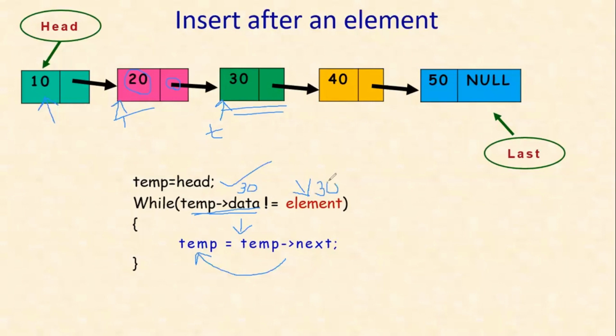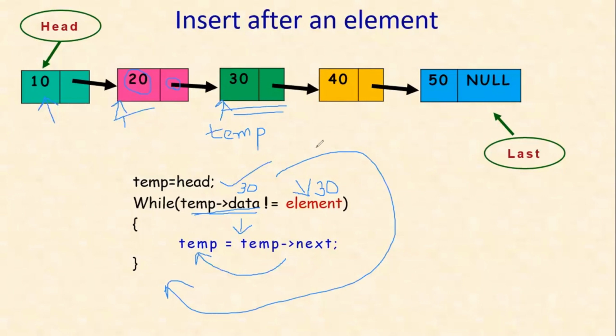Now 30 not equals to 30 is a failure condition. When the condition fails, we will come out of the loop. After coming out of the loop, what is the current temp value? The current temp value is nothing but the target node. So now we have the address of the target node in temp. What we are supposed to do is insert an element after the temp.